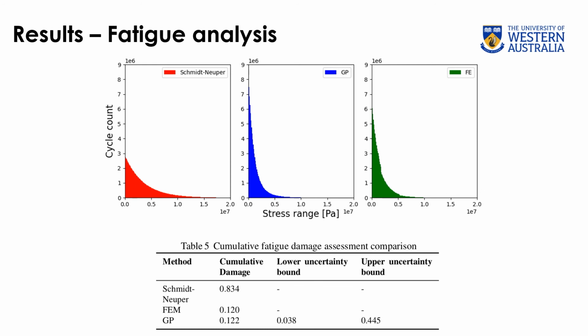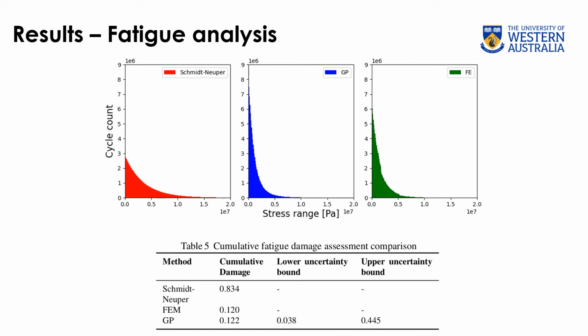We then apply the GP surrogate model to predict fatigue damage, given the synthetic tower shell load profile described previously. The histogram plots compare the bin stress ranges of generated bolt load using the Schmidt-Neuper method, red on the far left, the GP surrogate model, blue, center, and the FEM simulation, green, right. We observe, as per our expectation, that the Schmidt-Neuper method is more conservative, predicting higher counts of larger bolt load ranges. The predicted fatigue damage is shown in the table at the bottom.